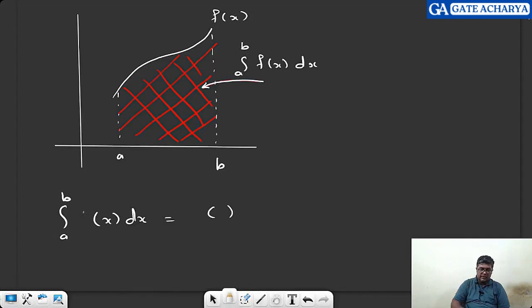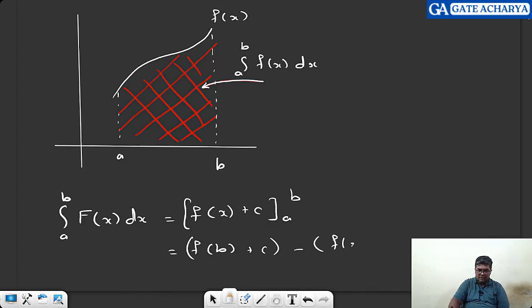Let me correct it. The capital F of x is equal to small f of x with limit from what? A to b, right? Technically, your c should come. Let's write the c properly from limit a to b. So when I apply the limits, what do I get? Small f of b plus c minus small f of a plus c. So the final answer is f of b minus f of a.